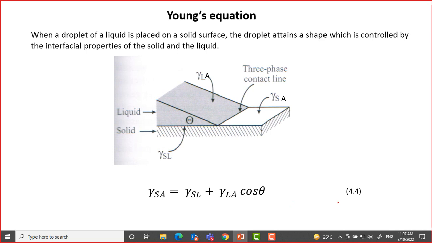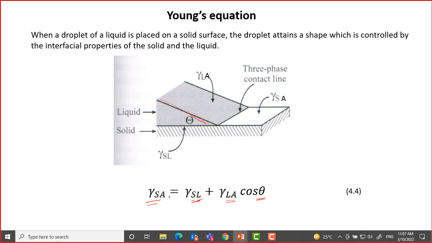Another thing we saw was Young's equation. Young's equation is given as gamma SA, the surface energy of the solid in the presence of air, equal to the surface energy of the solid-liquid interface, gamma SL, plus the surface energy of the liquid-air interface times cos theta, where theta is this angle. So this is the contact of the droplet on the solid surface.